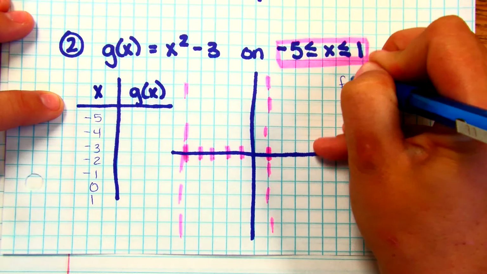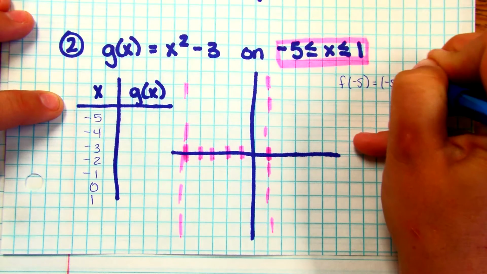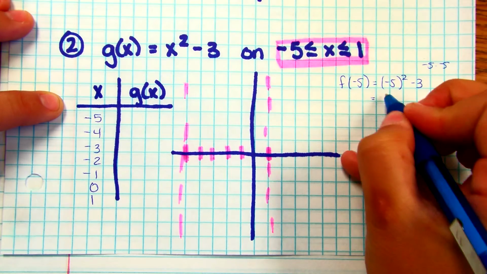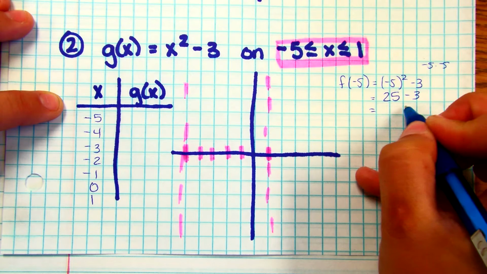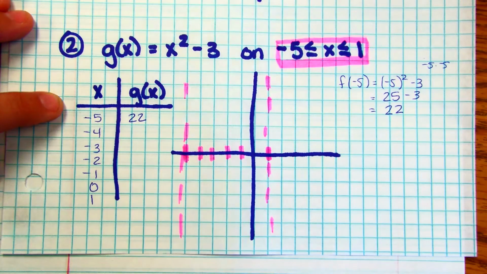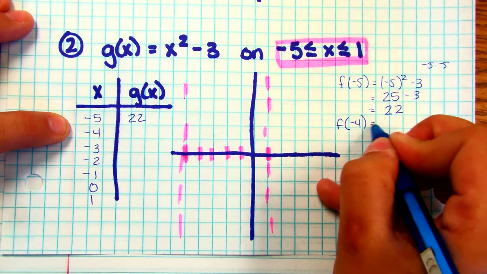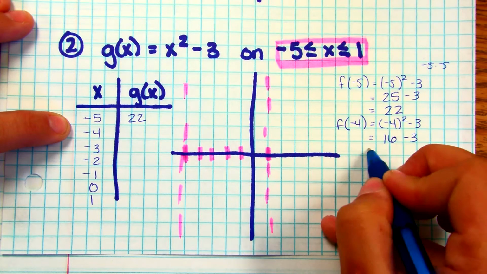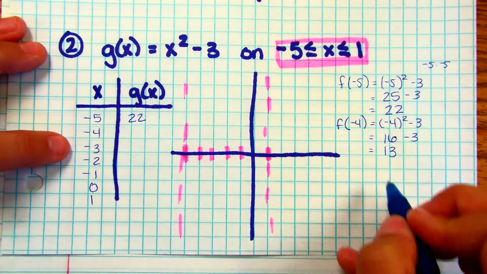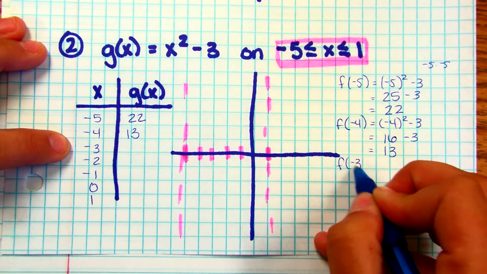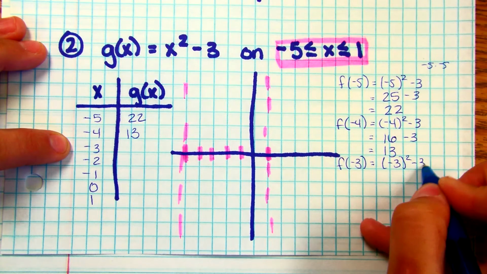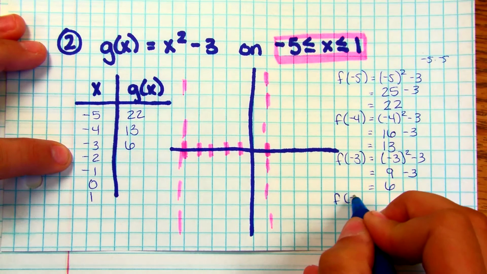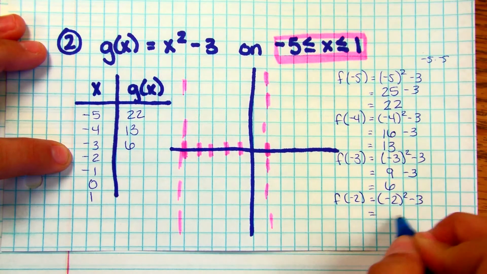So let's get started. f of negative 5 would be negative 5 squared minus 3. Negative 5 squared would be negative 5 times negative 5, which is a positive 25. And 25 minus 3 is 22. So that's pretty high up there. Let's do the next one. f of negative 4 is negative 4 squared minus 3. Negative 4 squared would be negative 4 times negative 4, which is positive 16. And 16 minus 3 is going to be 13. Negative 3, so f of negative 3, which will be negative 3 squared minus 3, which will be a positive 9 minus 3, which is 6. Negative 2, so f of negative 2, which is negative 2 squared minus 3, which is 4 minus 3, which is 1.